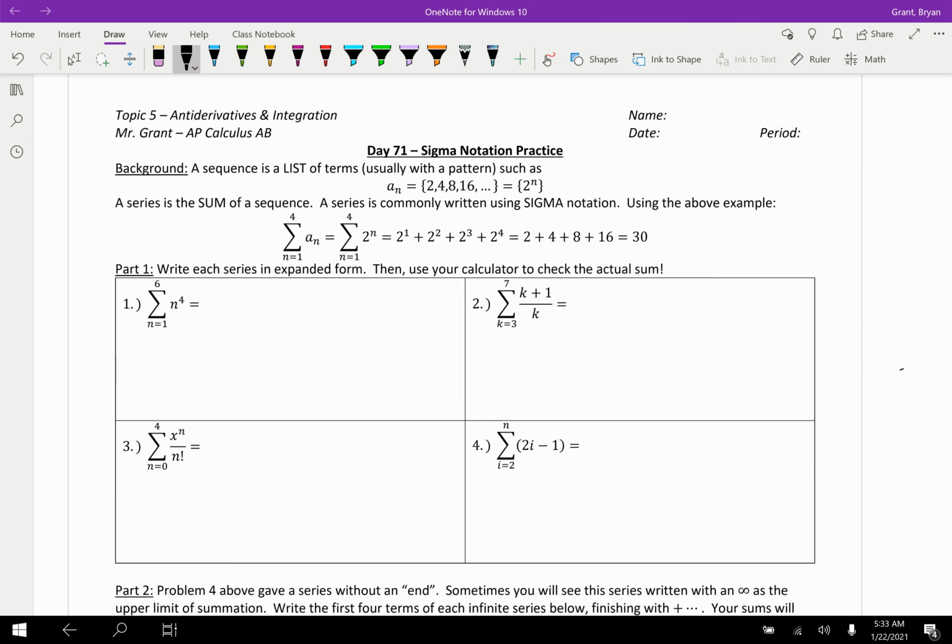Howdy, hi, AP Calculus AB, and welcome back to our Topic 5 series on antiderivatives and integration. I'm sure you'll remember that the first, we'll say third of this unit was all about indefinite integrals and taking antiderivatives. We're in the midst of our second portion right now, which is all about definite integrals.